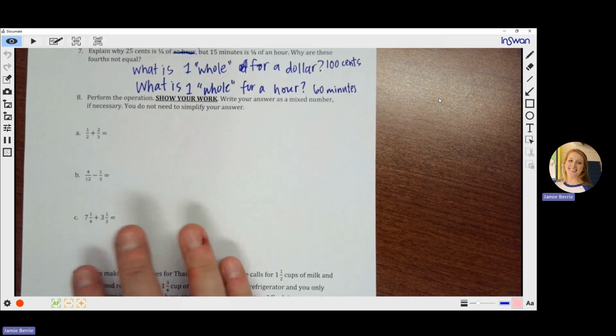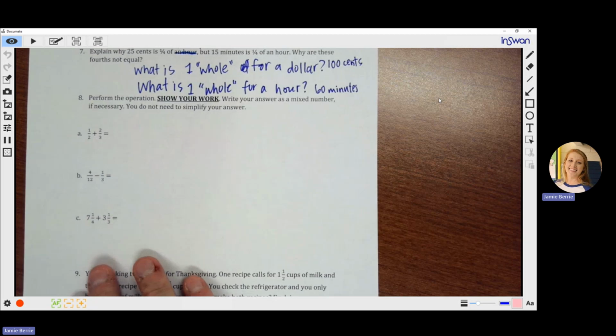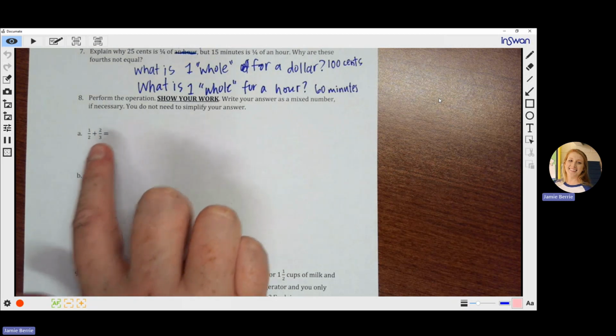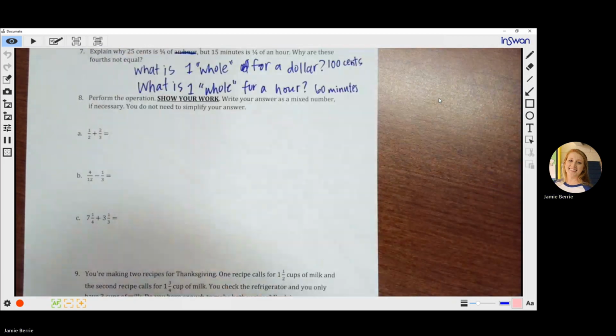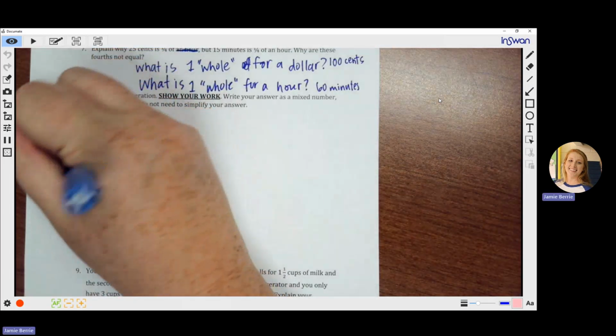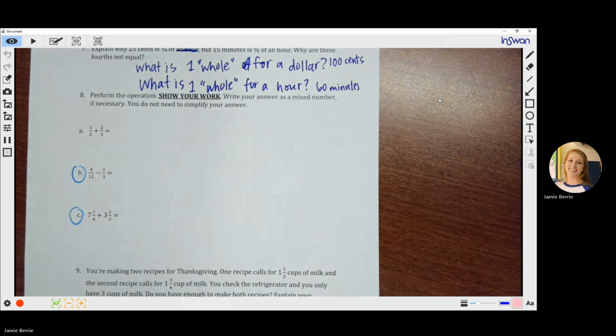All right, so number 8 says, perform the operation, show your work. Write your answer as a mixed number if necessary. You do not need to simplify your answer. I'm going to do B and C.